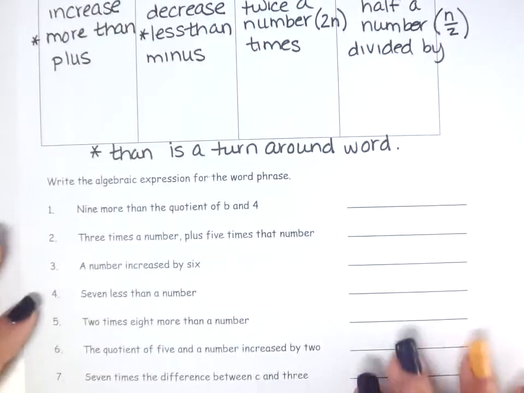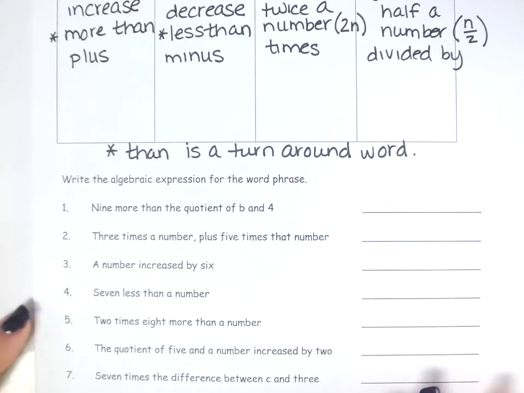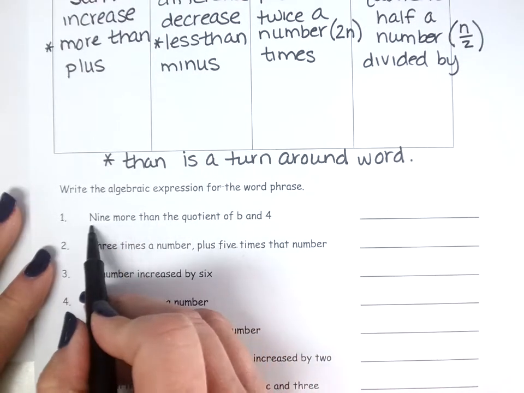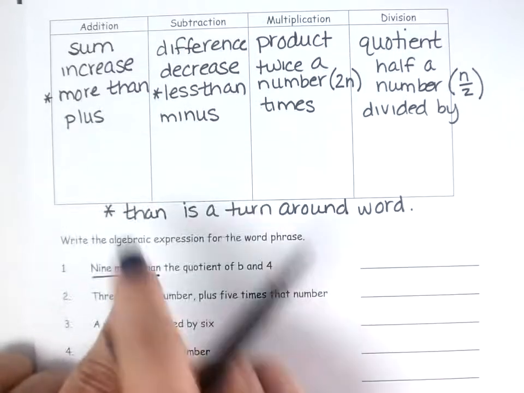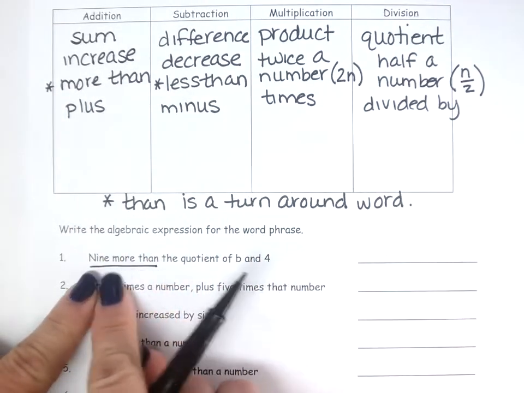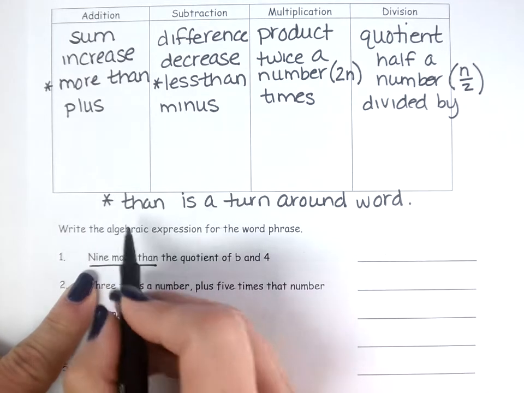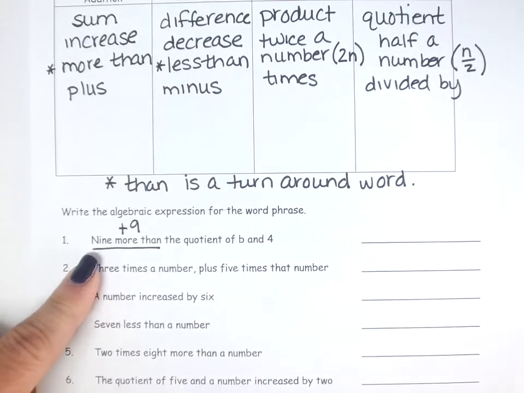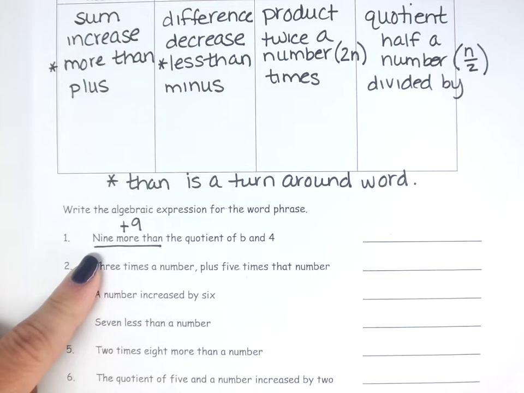Okay, let's go down to the bottom. So what we're going to do is break this apart. When it says 9 more than, that was the plus, right? But it has a turnaround word, so it's going to actually go in the opposite direction. When it says 9 more than, instead of 9 plus, we're going to do plus 9. So when you see the word than, you're going to turn around the number and the symbol.